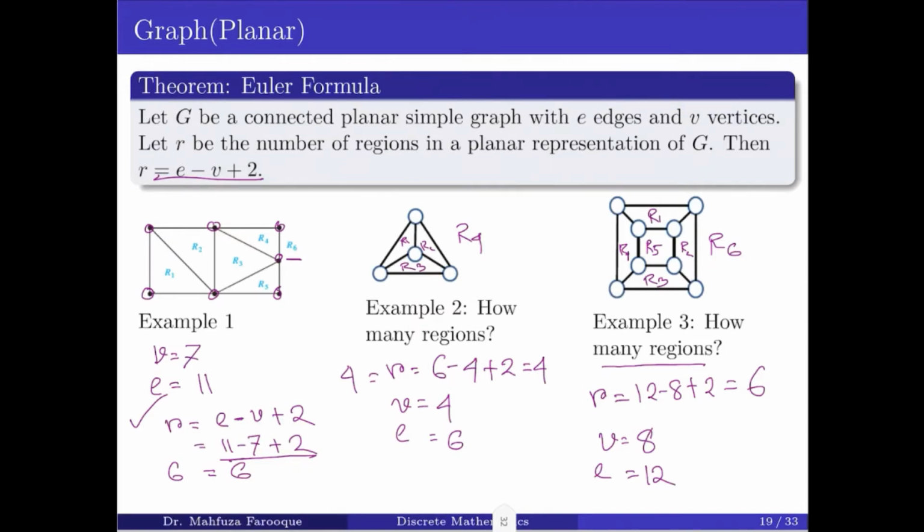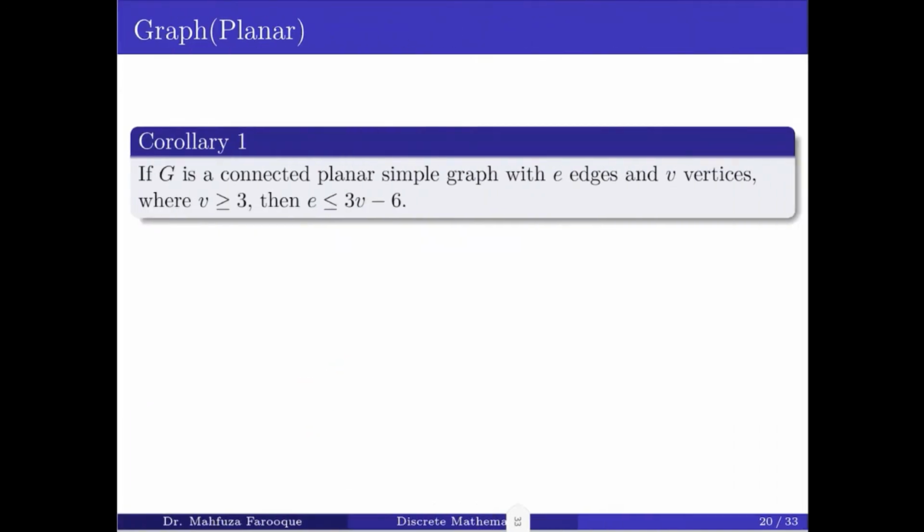Now from this theorem we get 3 corollaries. Let's check the first corollary. The first corollary states that if G is a connected planar simple graph with E edges and V vertices, where E means the number of edges and V means the number of vertices of that graph, and V is greater than or equal to 3, then E should be less than or equal to 3V minus 6.